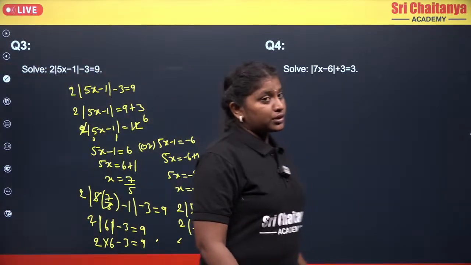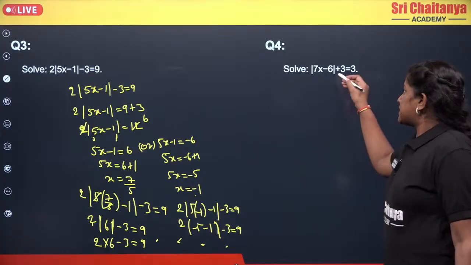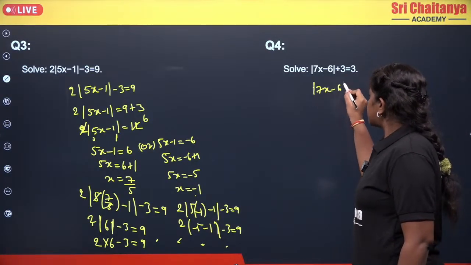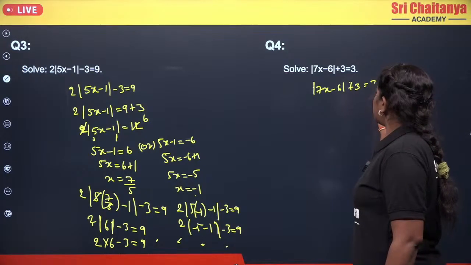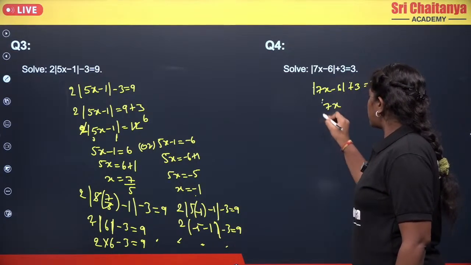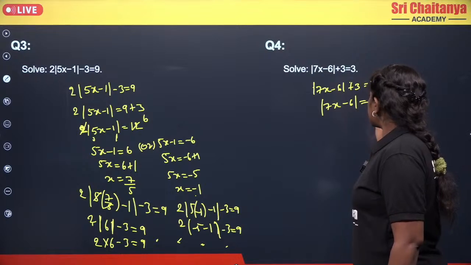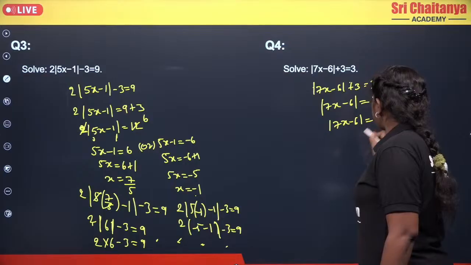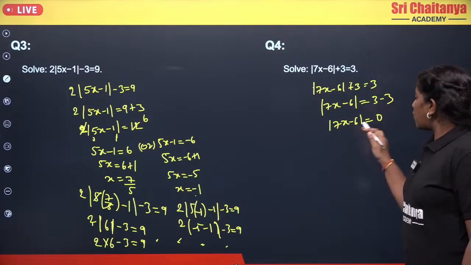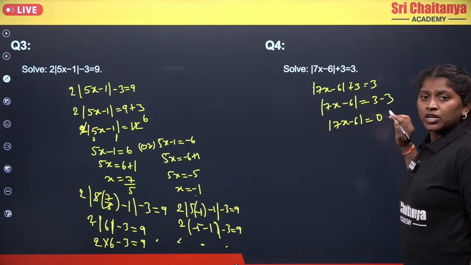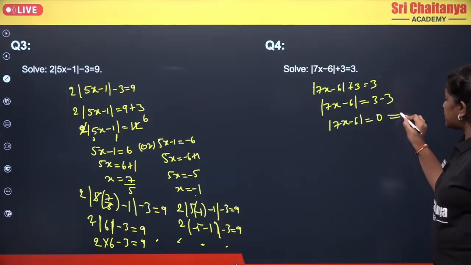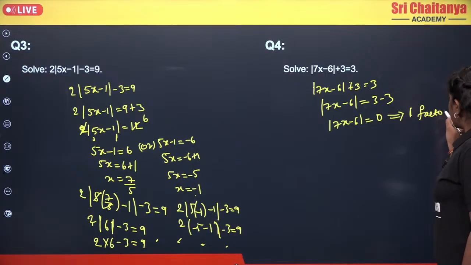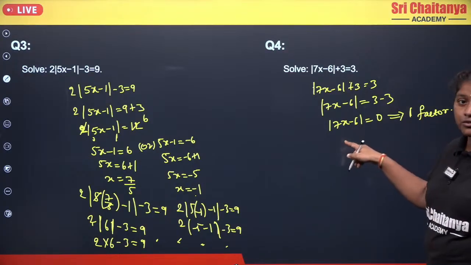Okay. Now moving to the next, solve modulus of 7x minus 6 plus 3 equals 3. So here we are having modulus of 7x minus 6 plus 3 equals 3. So here simply we got modulus of 7x minus 6 equals 3 minus 3, which will become modulus of 7x minus 6 equals 0. Here I got my absolute value equals 0. So from here what can we say? We can say that we have only one factor. So we will get only one possible value for our x.